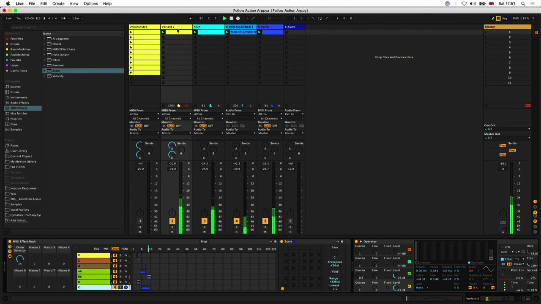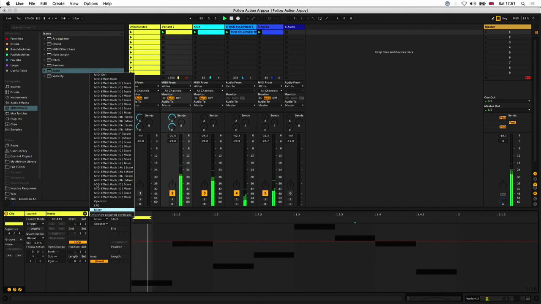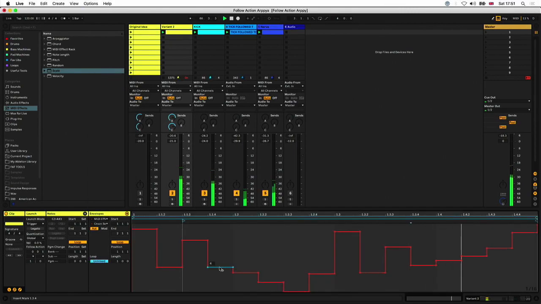Now, the difference with this one and the previous patterns is that I'm not using follow actions. So this time, I've actually automated the chain selector very specifically so that this line comes out.